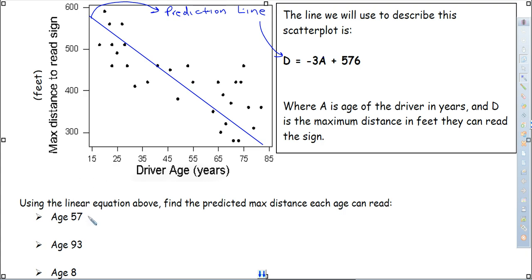So plugging in the age, well, 57 years old, our equation up above says that the maximum distance to be able to read a sign from for a driver equals -3 times the driver's age plus 576. So plugging all that into your calculator, you should get 405 feet. Remember, let's include our units, very important. And go ahead and do the next two. I'm just going to write down the answers, so pause it or make sure that you can get it.